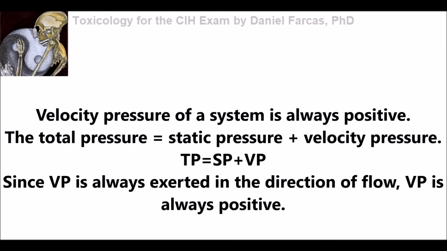Velocity pressure of a system is always positive. The total pressure equals the static pressure plus velocity pressure. Since velocity pressure is always exerted in the direction of the flow, velocity pressure is always positive.